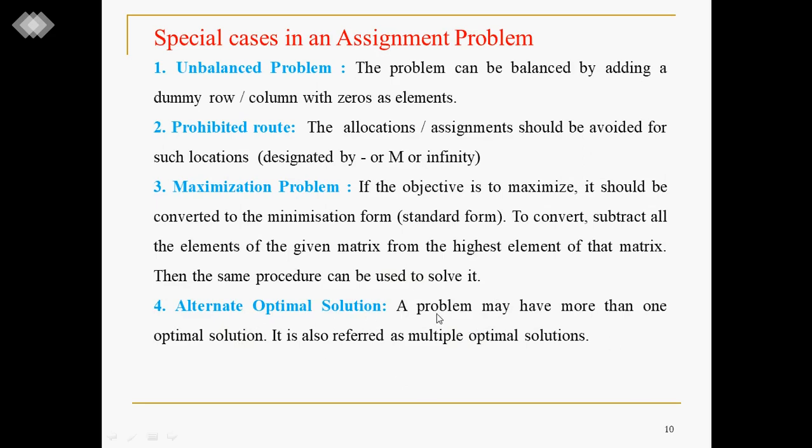For example, if you want to reach from A to B, 2 routes may give the same distance, 100 kilometers exactly, then we can say that the problem has an alternate optimal solution. Sometimes it is also referred to as a multiple optimal solution. These 4 are the special cases. Unbalanced: the number of rows is not equal to the number of columns, so you balance it by adding a dummy row or dummy column. Prohibited means you just skip that location, nothing else. Maximization means you convert into minimization by this extra step and proceed. Alternate means the problem may have more than one solution.